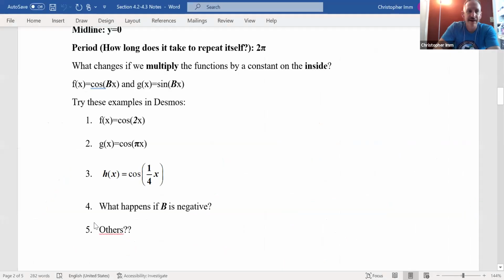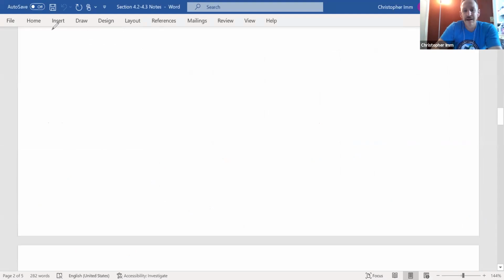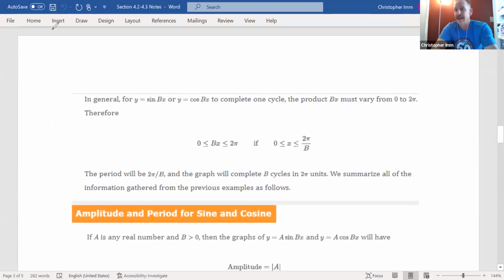So now we see with these outside multipliers, the inside multiplier is going to control the period. It's going to be a horizontal stretch or a horizontal compression of the graph. In general, if we have the period that goes from 0 to 2 pi for the original graph, if we divide by b, then the new period will be from 0 to 2 pi over b. So that 2 pi over b will be our new period. That'll be the amount of time it takes for the graph to repeat itself.